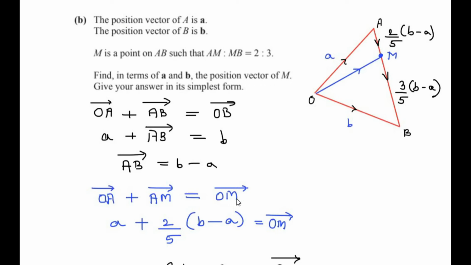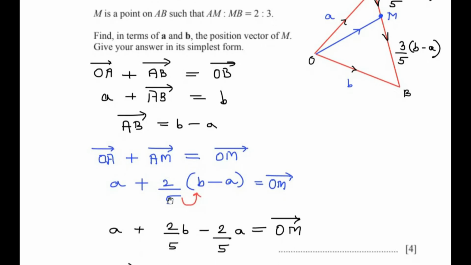now the opposite vector, that is OM. Now OA is represented as small a plus AM, we have already got it as 2/5 of AB, that is 2/5 (B minus A) is equal to OM. Now we are going to expand this bracket, that is 2/5 multiplies with B, giving us 2/5 B, and again 2/5 multiplies with negative A, giving us negative 2/5 A is equal to OM.